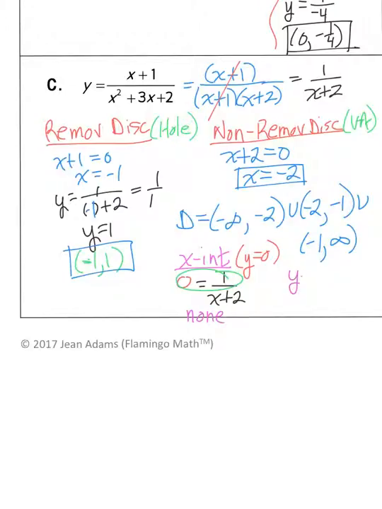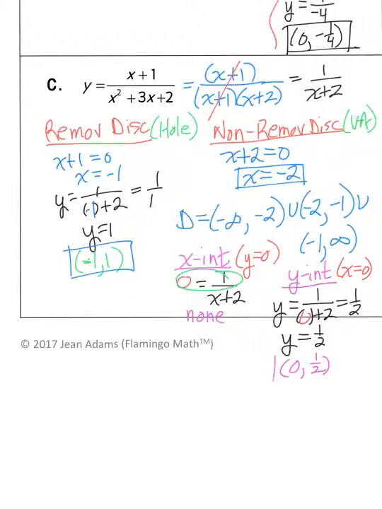For the y-intercept, I'm going to let x equal 0. So I'm going to do y equals 1 over, but this time I'm plugging in 0 for the x. So I end up with 1/2, so y equals 1/2. So my ordered pair is going to be (0, 1/2).